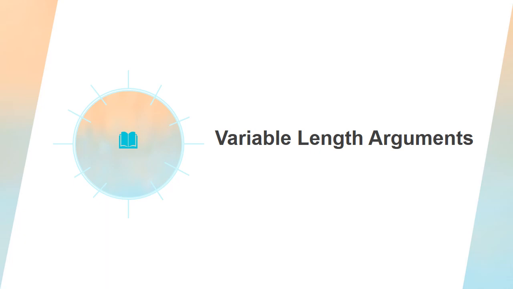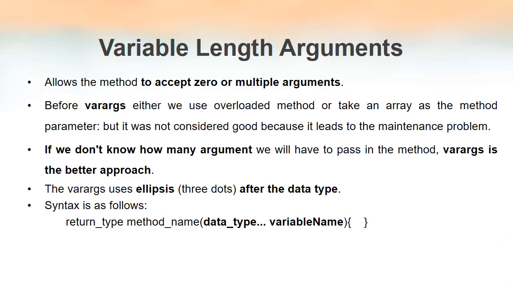Now we will see something really interesting, known as variable length arguments. The basic idea of variable length arguments is to allow methods to have 0 or multiple arguments. In short, we call variable length arguments varargs. Before this feature was introduced in Java, we used method overloading to handle such situations. That is, we would write more than one method having the same name but a different parameter list.